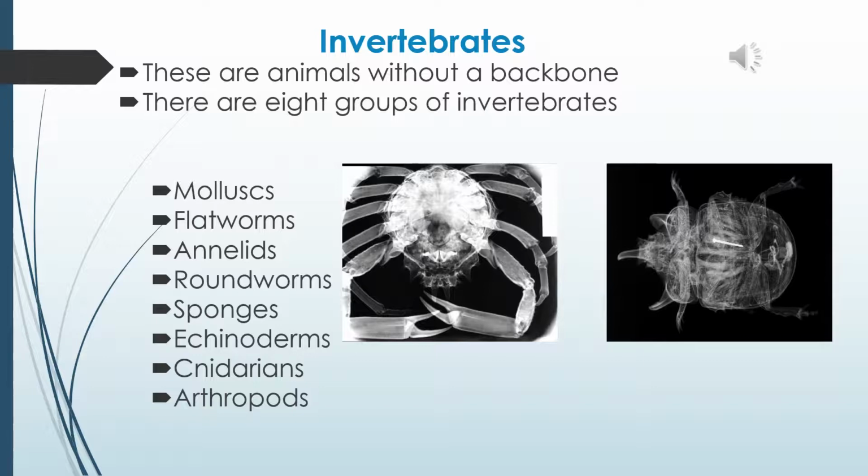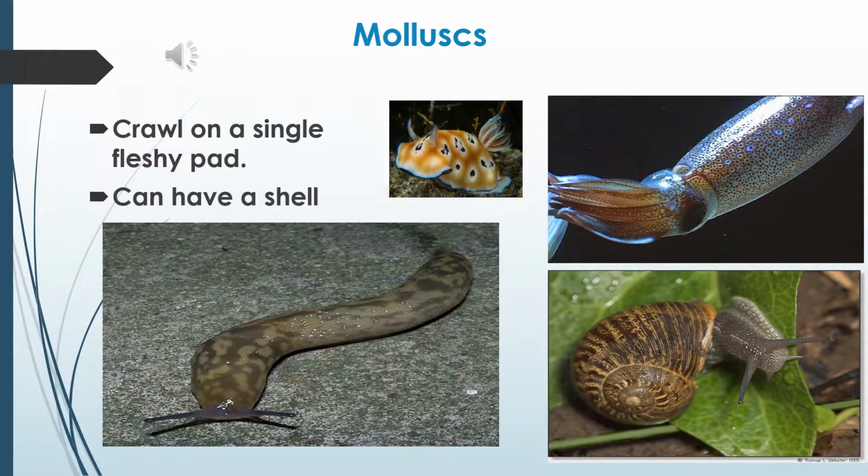There are 8 groups of invertebrates: mollusks, flatworms, annelids, roundworms, sponges, echinoderms, cnidarians, and arthropods. Mollusks crawl on a single fleshy pad, and they can have a shell.